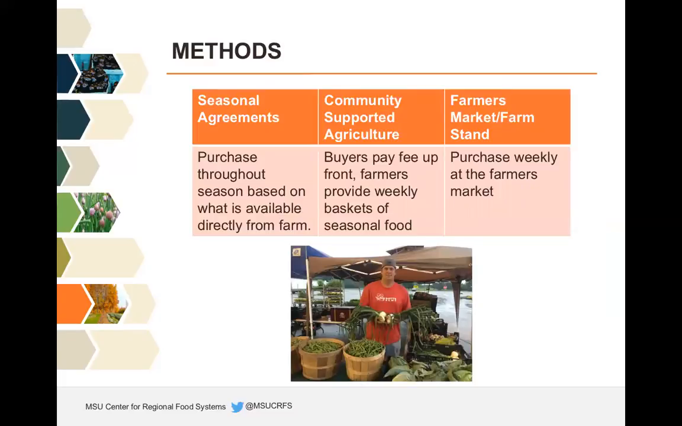So there are different ways that you can purchase directly from a farmer. The first is through purchasing through seasonal agreements. This is essentially communicating regularly with a farmer to know what is available at what times and what quantities. Some folks set up agreements at the beginning of the season for regular products to be available throughout, and others are comfortable working with farmers on a week-by-week basis, just finding out what they have available and purchasing.